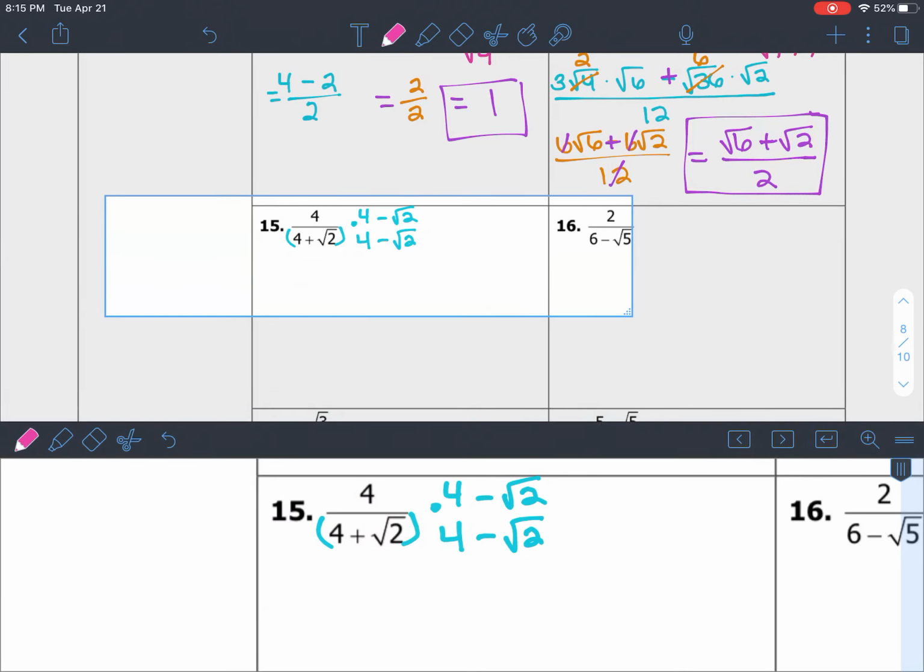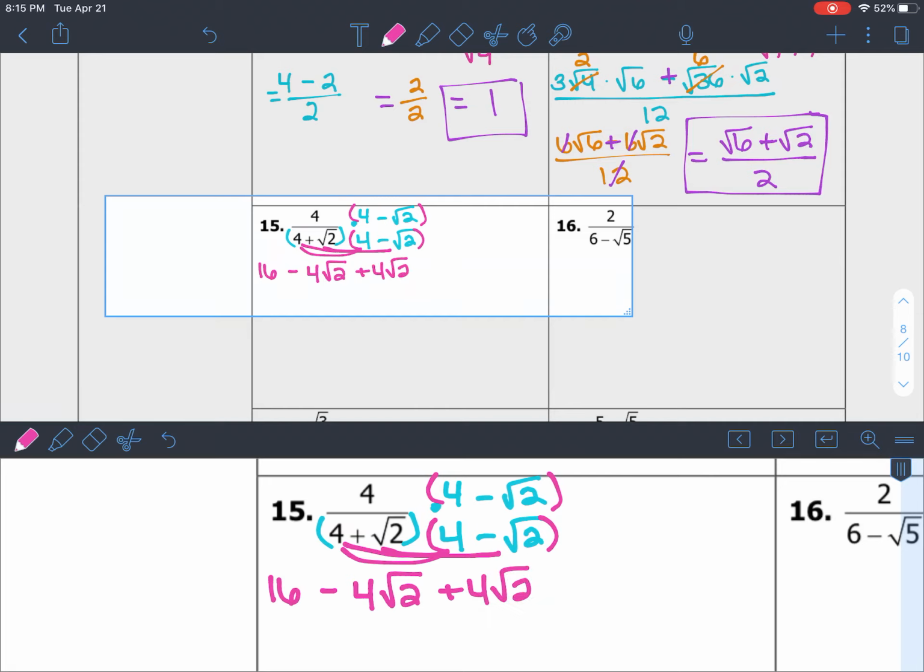So what's going to happen here is we're going to distribute. We're going to have to double distribute on the bottom. So this is together. So we're going to do 4 times 4, and we're going to get 16. And then we're going to do 4 times negative the square root of 2 and get negative 4 the square root of 2. We're going to multiply again and get positive 4 the square root of 2. And then minus the square root of 4. And that's going to be our bottom. So I should probably move that down.